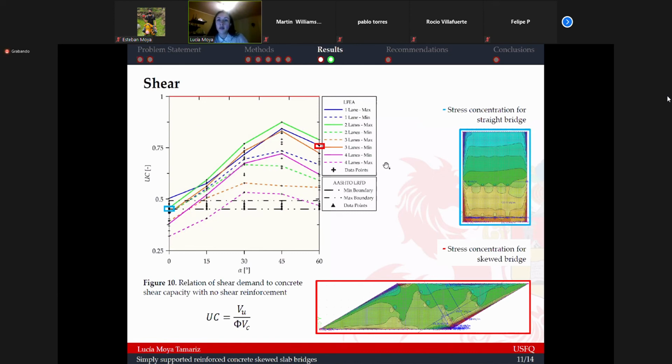Once again, this phenomenon is explained by the stress concentration. When we have skewed geometries, there is a lot of stress concentration focalized in the obtuse corners, and this causes this unity check to rise.